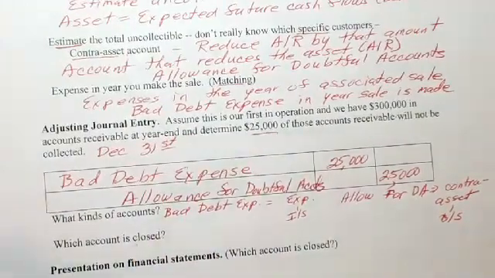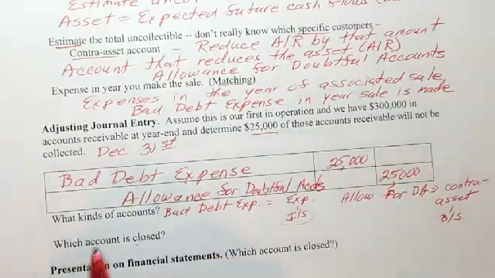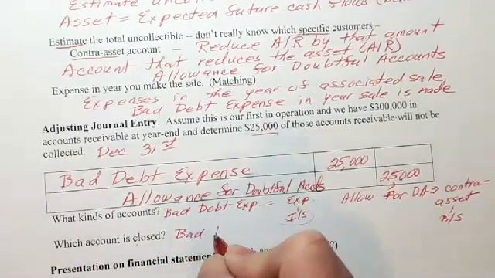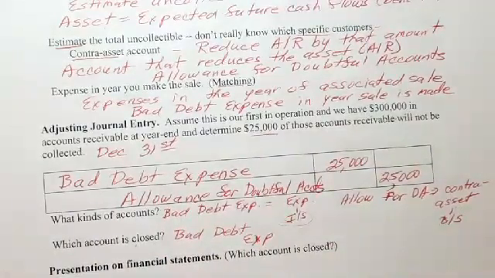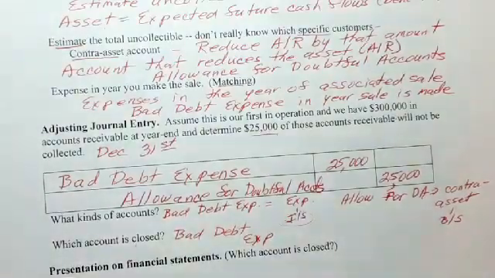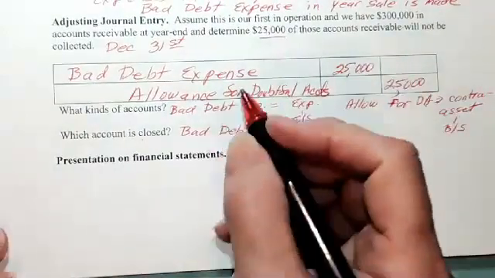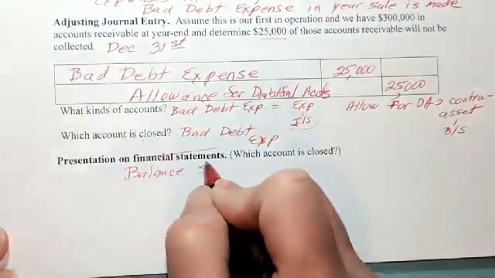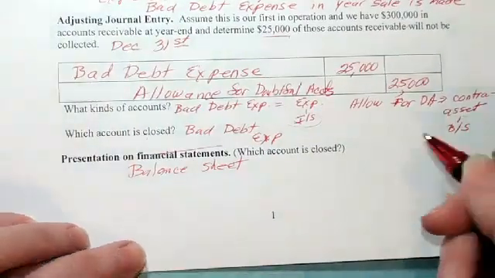So the other question is, well, which account is closed? Well, we close all accounts on which statement? Hopefully you said the income statement. Bad debt expense is closed. The allowance for doubtful accounts stays open from year to year to year. That's going to make a difference when we get to the next video. How does that show up on your balance sheet? I'm going to make this balance sheet because an expense is just going to show up as an expense on our income statement. So that's not interesting.